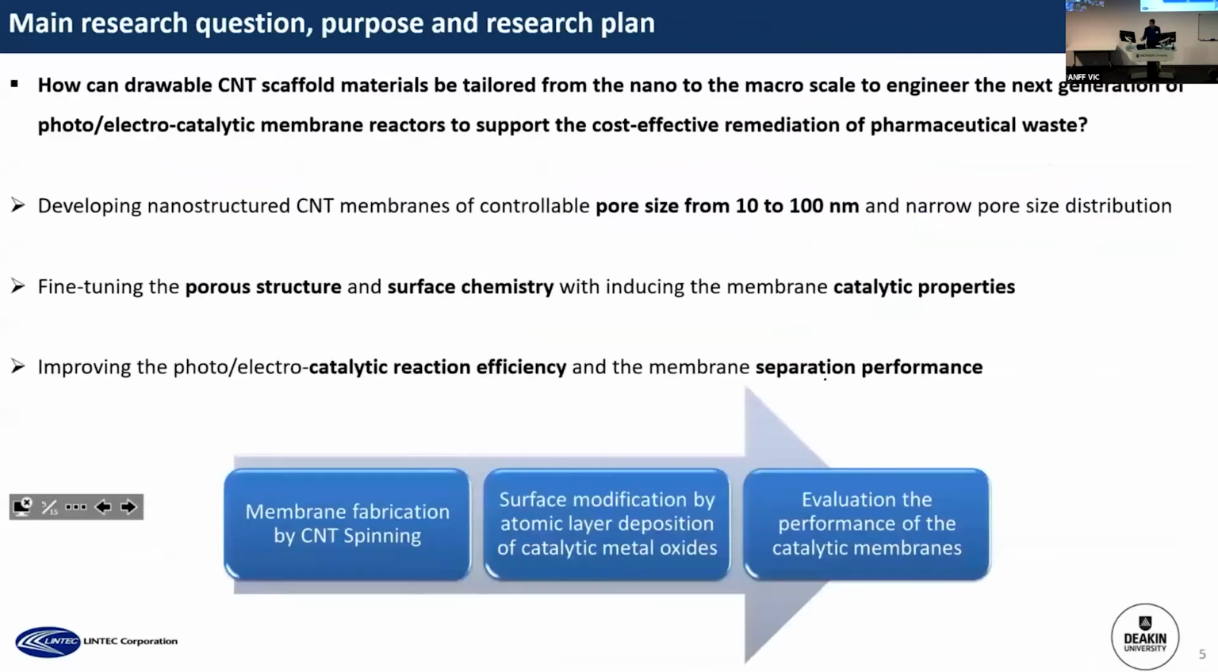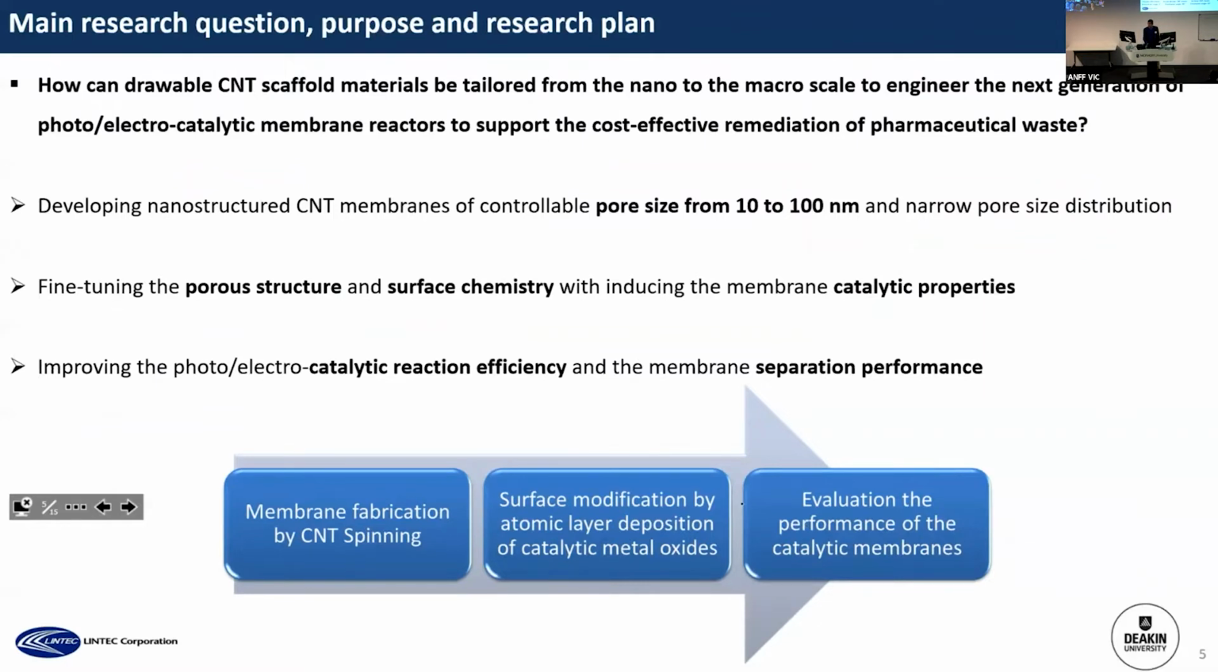So now, what is the plan, and what is the research question? The question here is how can we use this doped carbon nanotube and tailor it from the nanoscale to the macroscale to end up with a catalytic membrane reactor that can achieve cost-effective remediation of pharmaceuticals. And the plan includes CNT membrane fabrication followed by surface modification and then evaluation of the performance.